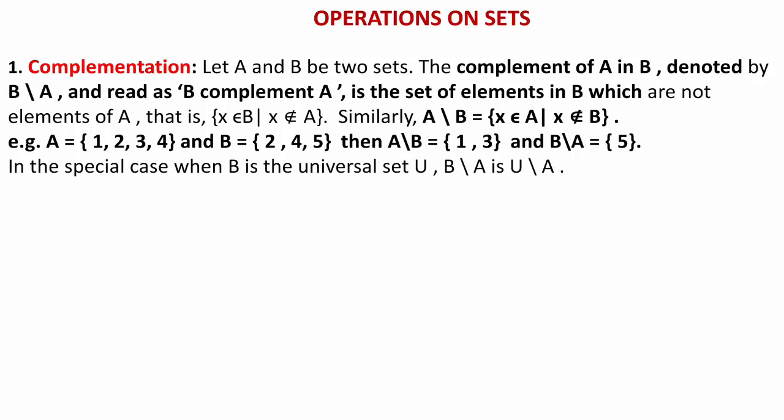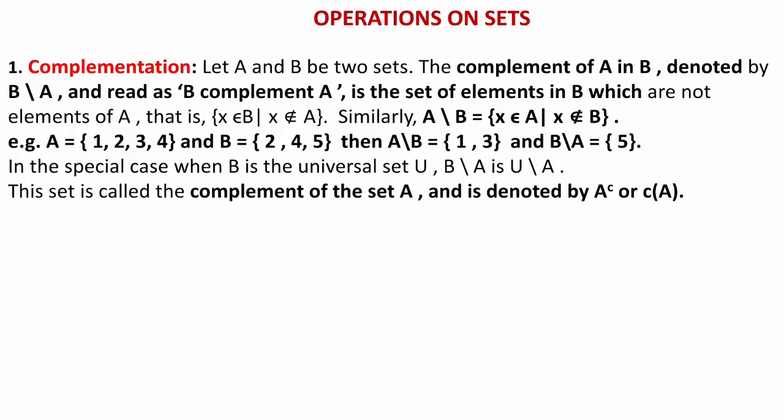In a special case, when B is a universal set U, then B minus A, or B complement A, is U complement A. This set is called the complement of set A and it is denoted by A^C or A'.